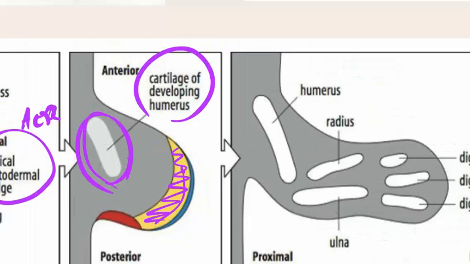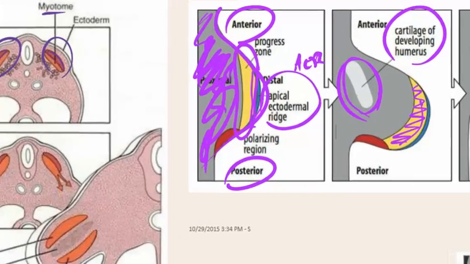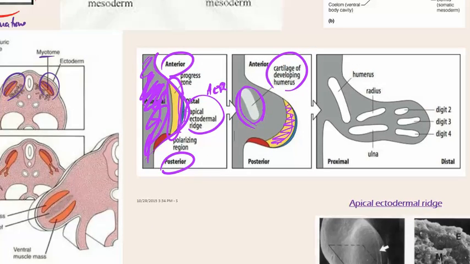Does this make sense so far? Yes? Okay. So this is how we're getting the proximal distal lengthening of that limb bud.